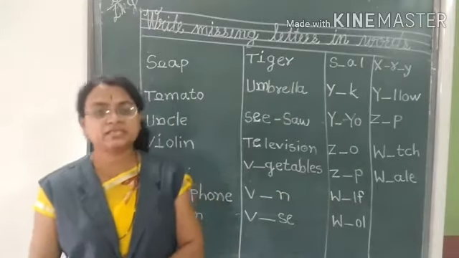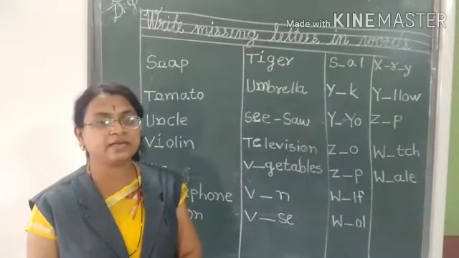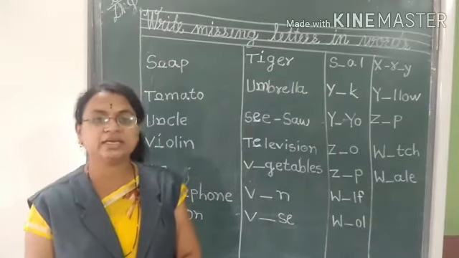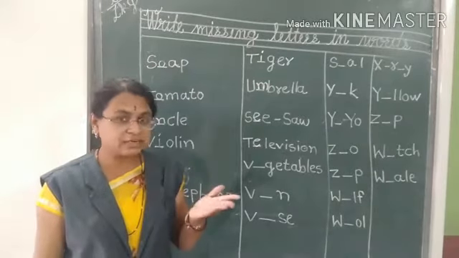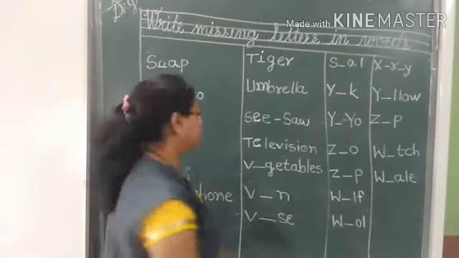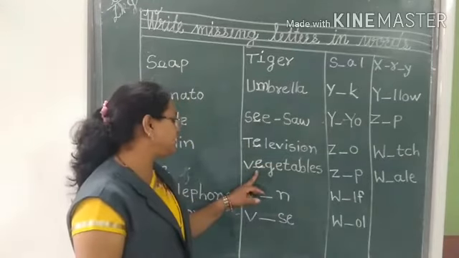V dash G E T A B L E S. Vegetable. This is the spelling of vegetables. Tell me the vegetable spelling. V E G E T A B L E S. Which letter is missing after V letter? E letter. So you write E letter and then read it with me.